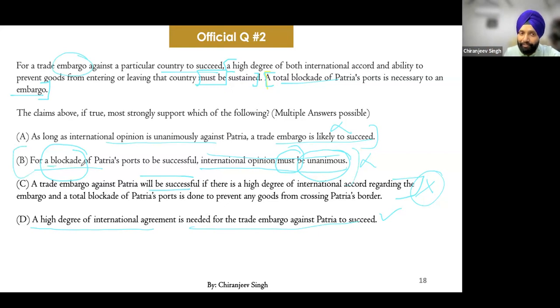So now this is a shift which very few people notice. That passage was talking about what is necessary for an embargo. Here it's talking about what is necessary for a blockade. But in your mind, it doesn't register that it has now shifted to a blockade. So it's a comprehension problem.